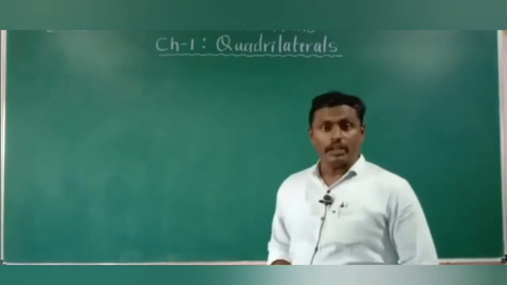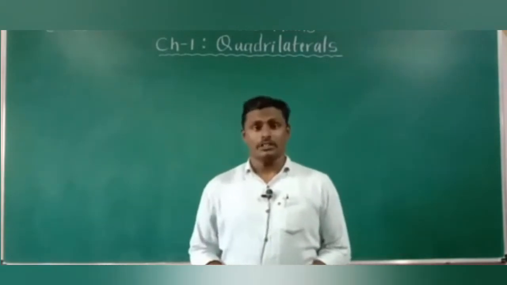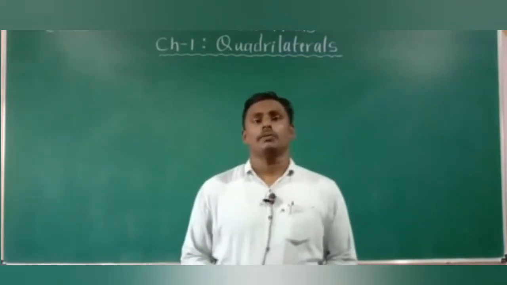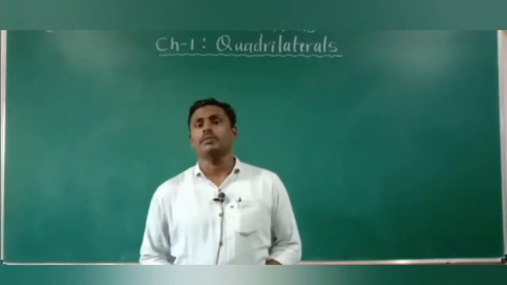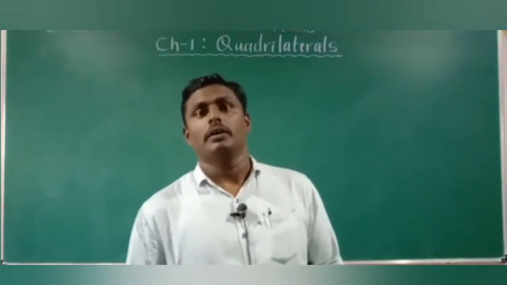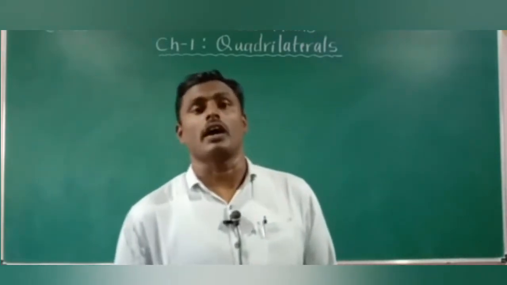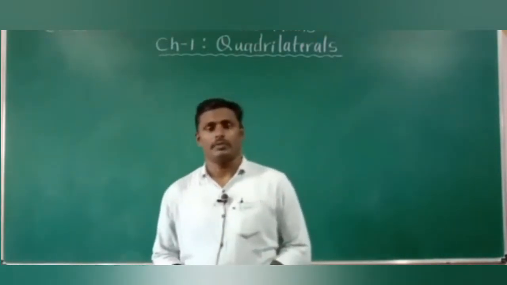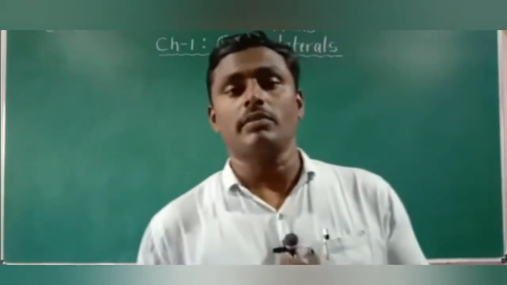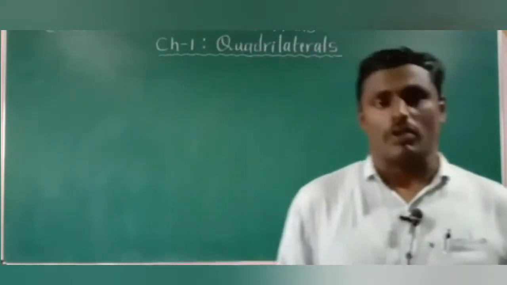In this chapter, we already completed 6 sessions, right? In the previous session, we learned some properties of different quadrilaterals. We learned the properties of square, rectangle, rhombus, kite, parallelogram, trapezium, and one more, that is isosceles trapezium, right? Today in this session we are going to discuss some exercise questions based on the properties of the quadrilaterals.